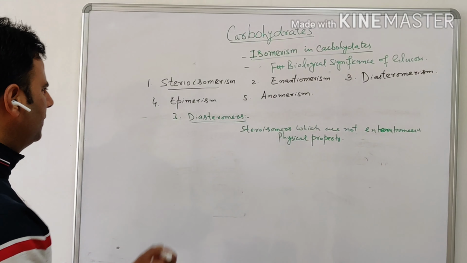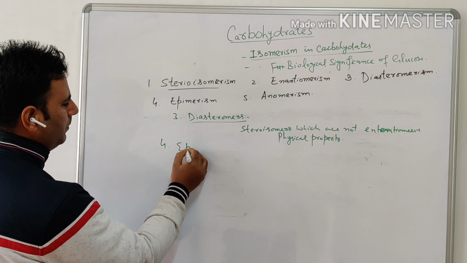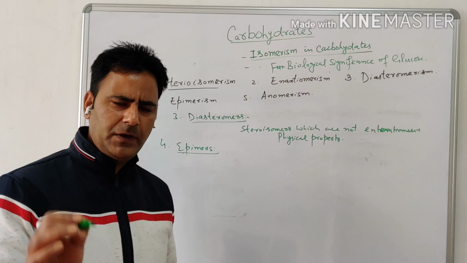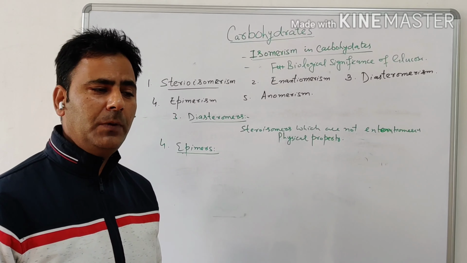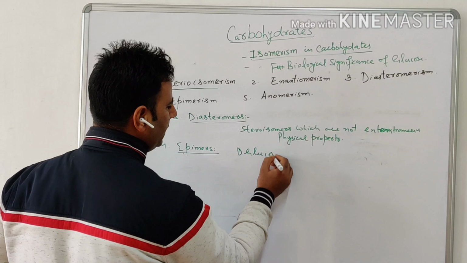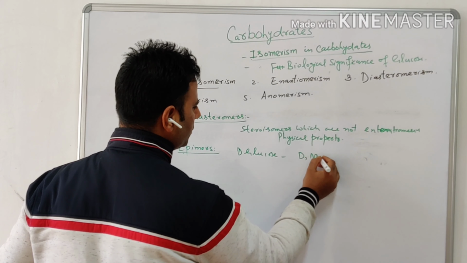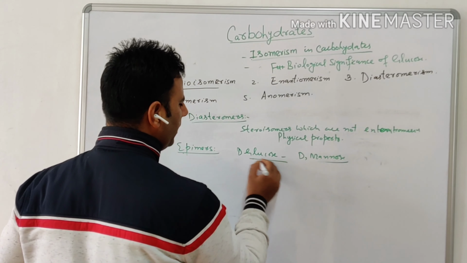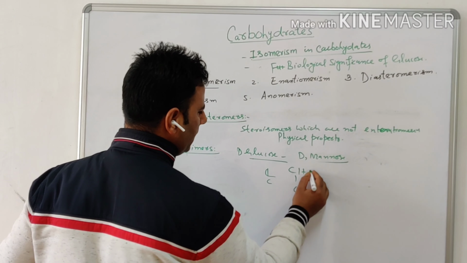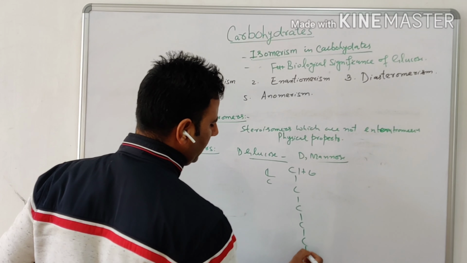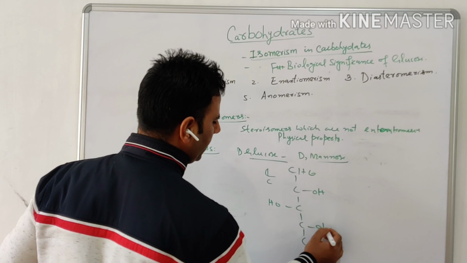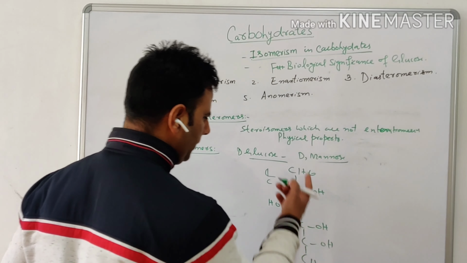And then the fourth is epimers. We have already discussed epimerism. I told you epimers are those isomers which differ around the configuration of one hydroxyl group around a particular carbon atom. Yesterday I told you we have D-glucose and D-mannose. D-glucose and D-mannose are epimers. CHO at 1, then 2, 3, 4, 5 and 6, which is CH2OH, with OH on each carbon. This is D-glucose.